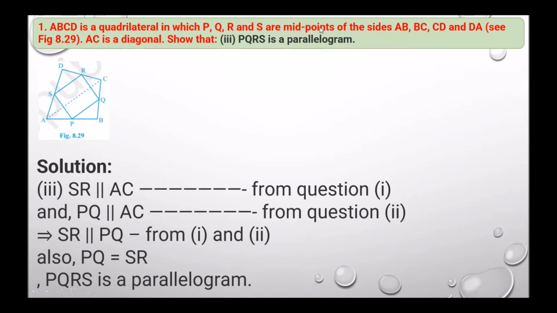Next, we have to prove PQRS is a parallelogram. SR is parallel to AC from part 1, and PQ is parallel to AC from part 2. So, SR is parallel to PQ from parts 1 and 2. Also, PQ equals SR. So, PQRS is a parallelogram.